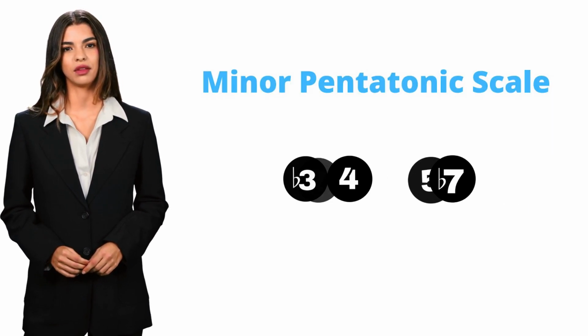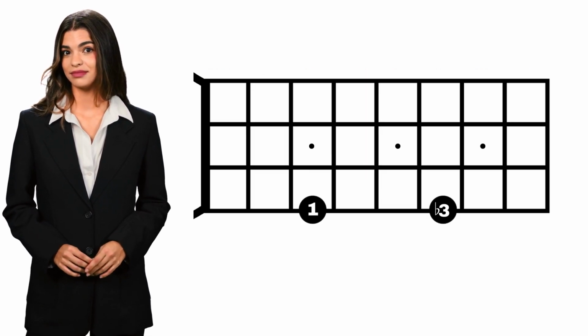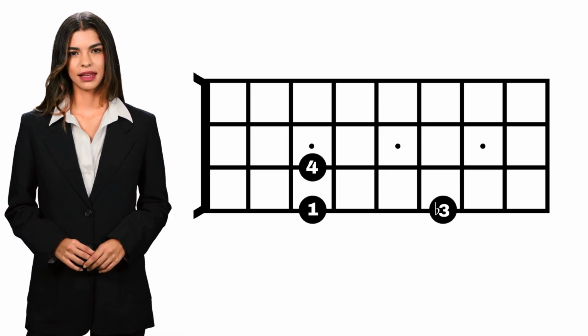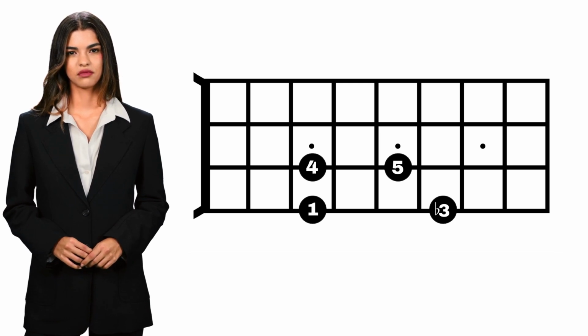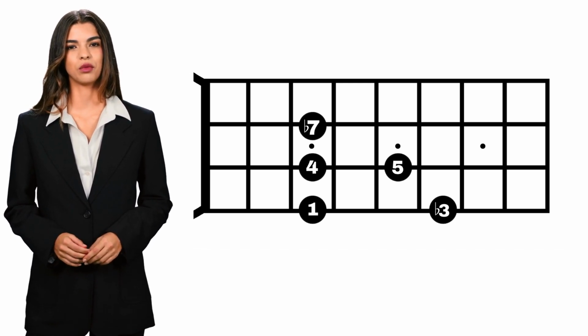Let's go through the intervals in the minor pentatonic. The minor pentatonic is formed by the tonic, a first, a minor third, a perfect fourth, a perfect fifth, and a minor seventh, 1 tone away from the octave. Let's play the minor pentatonic scale one more time.